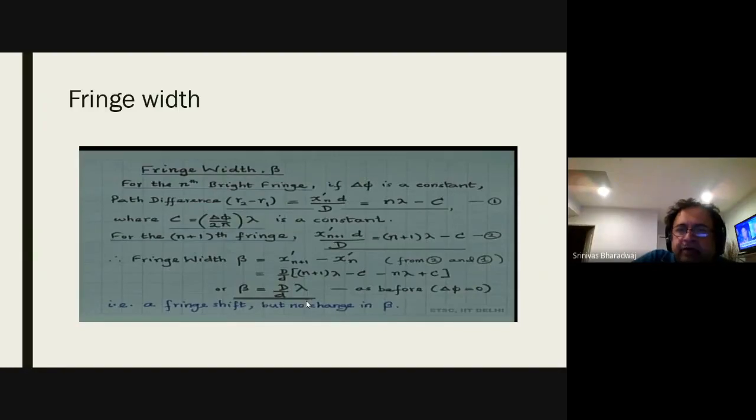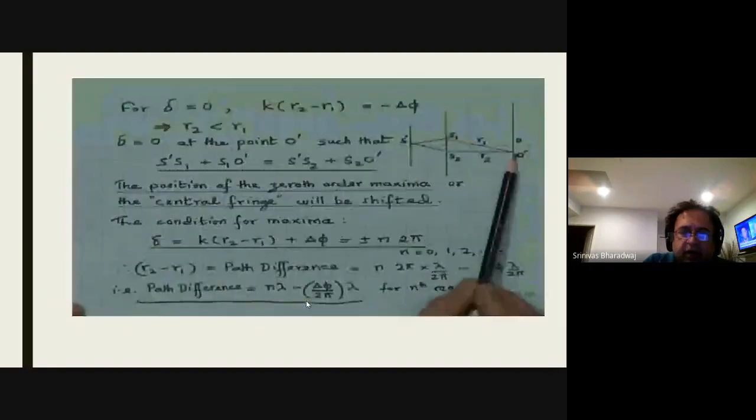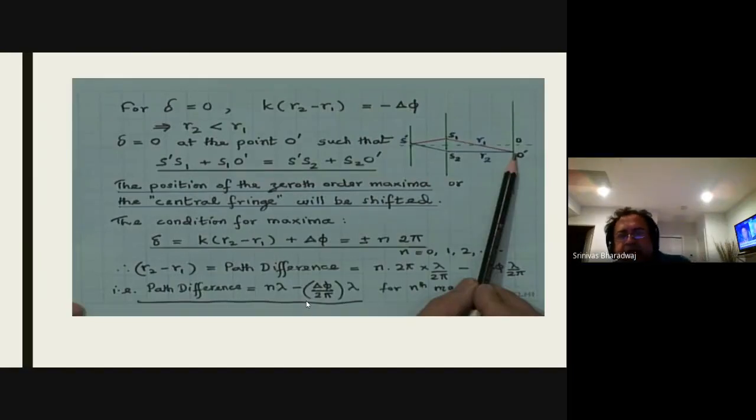So for the nth fringe, if delta phi is a constant, R2 and R1 are the distances, and therefore the condition for the maxima is when k times (R2 minus R1) plus delta phi is equal to n times 2 pi. That is the main thing, and the path difference is n lambda minus delta phi by 2 pi times lambda. When they are perfectly in sync, this term goes away. Remember that this term goes away, right?